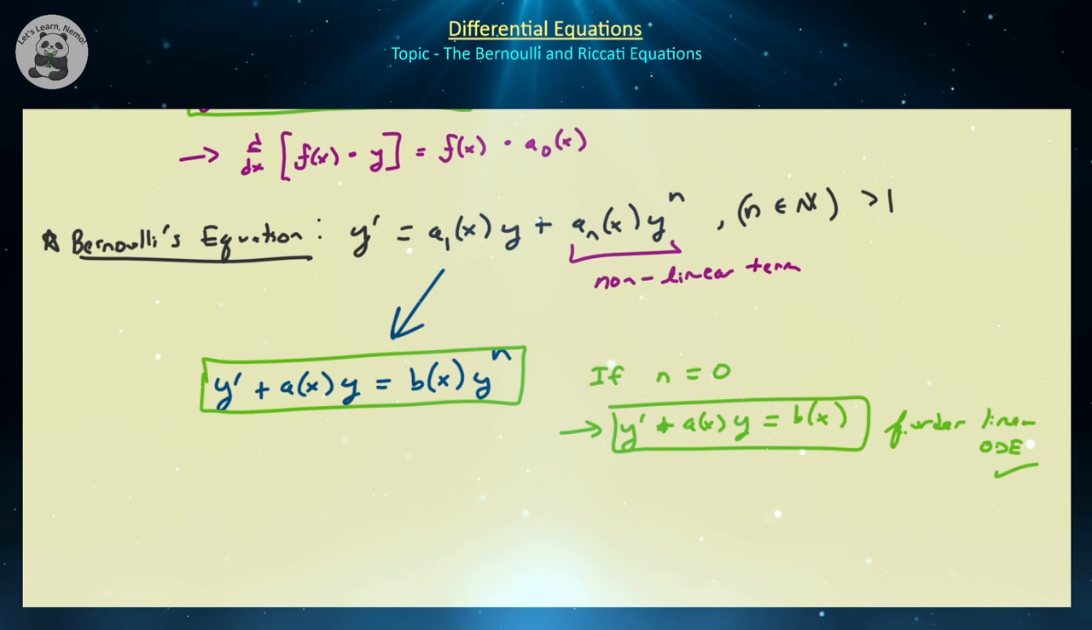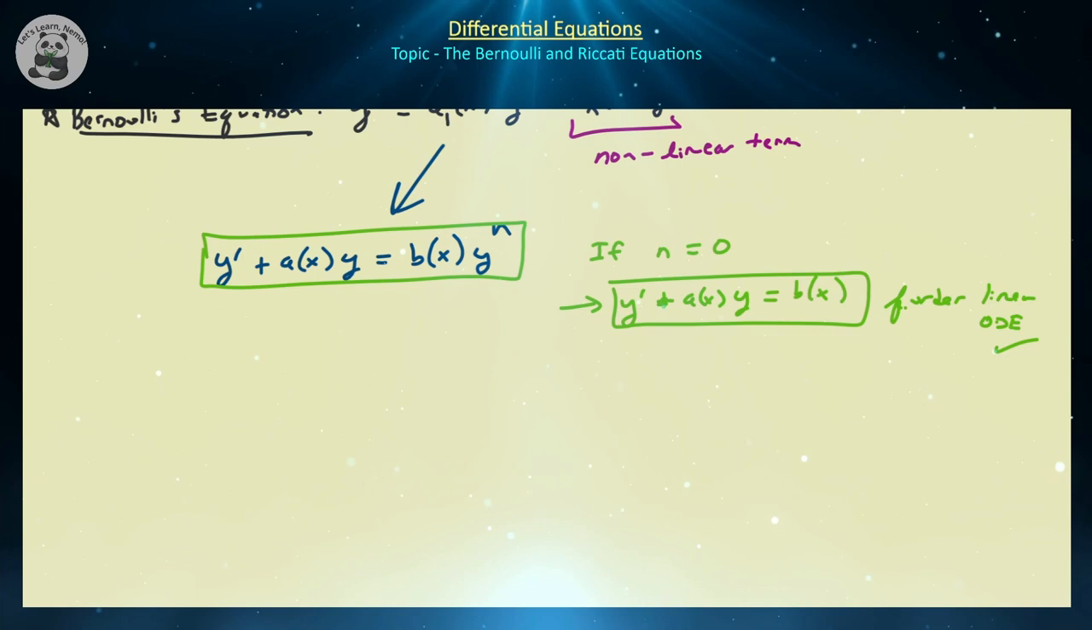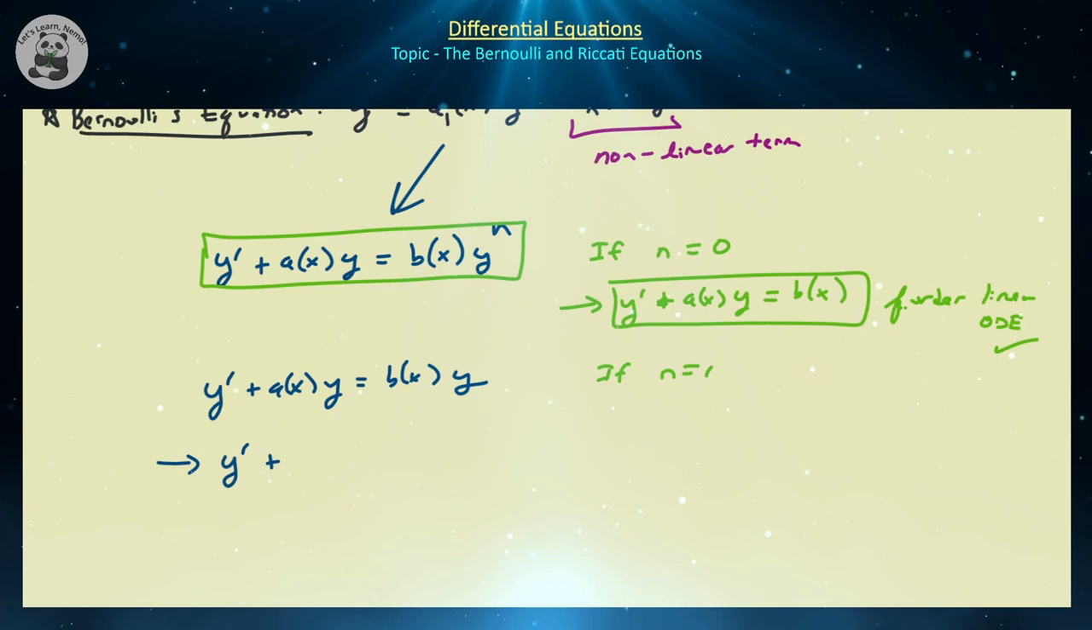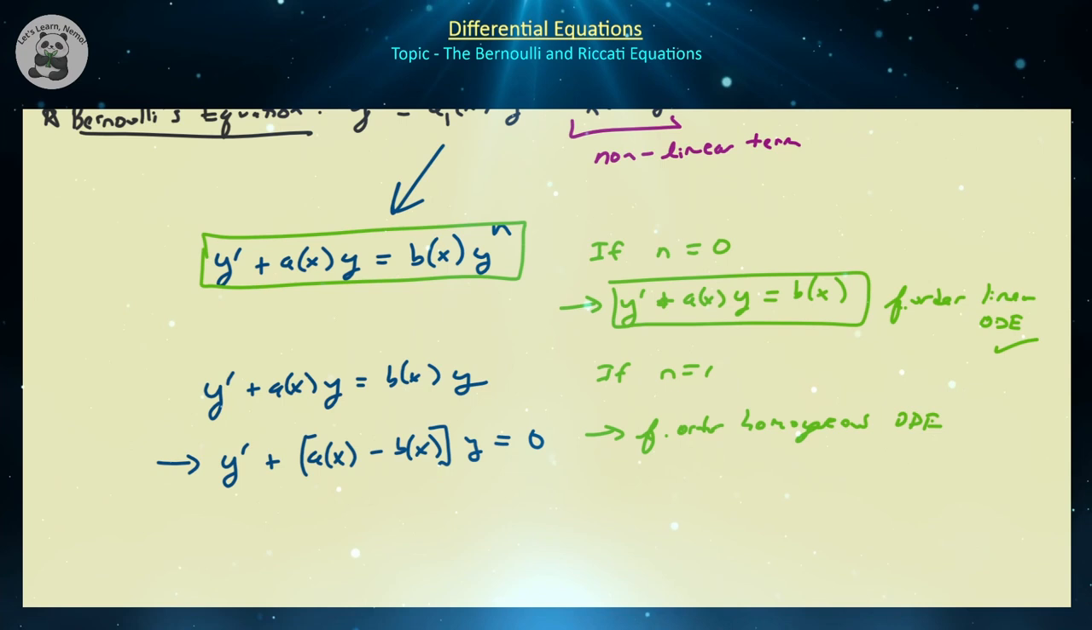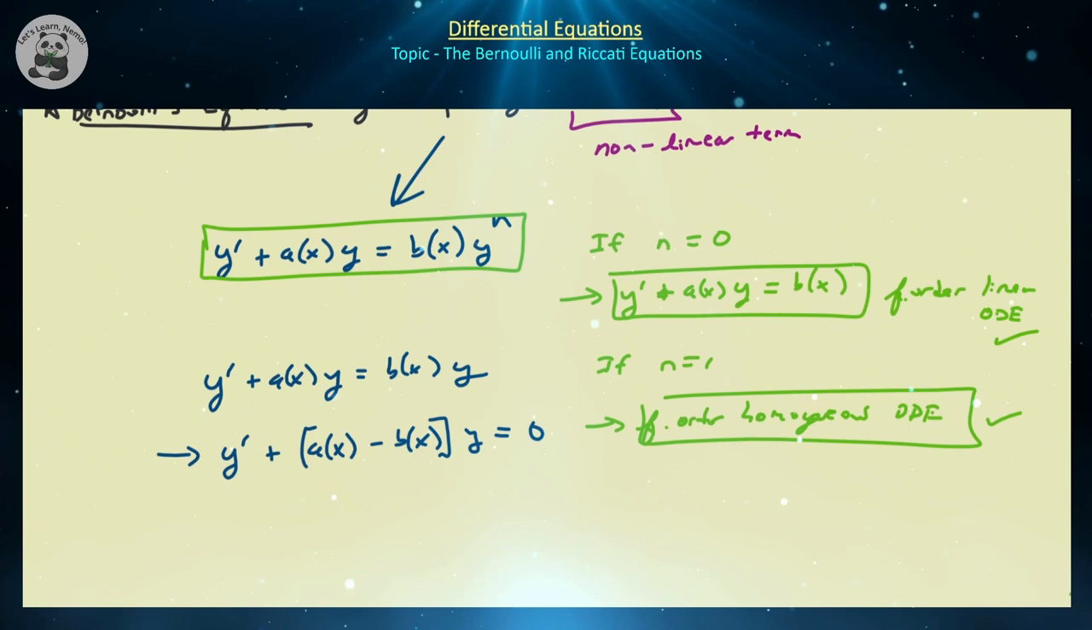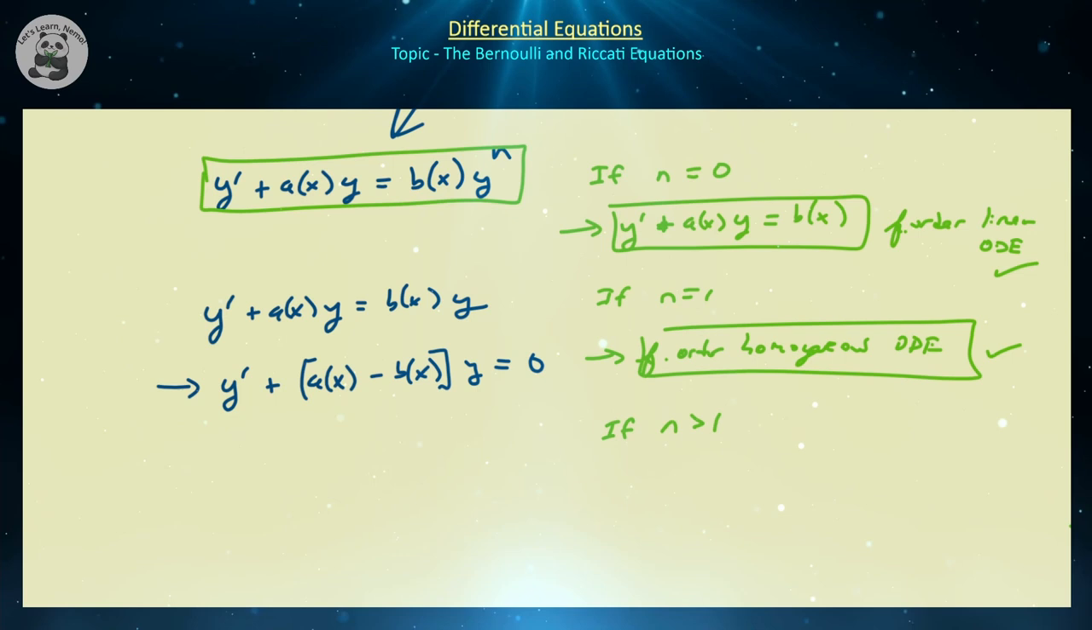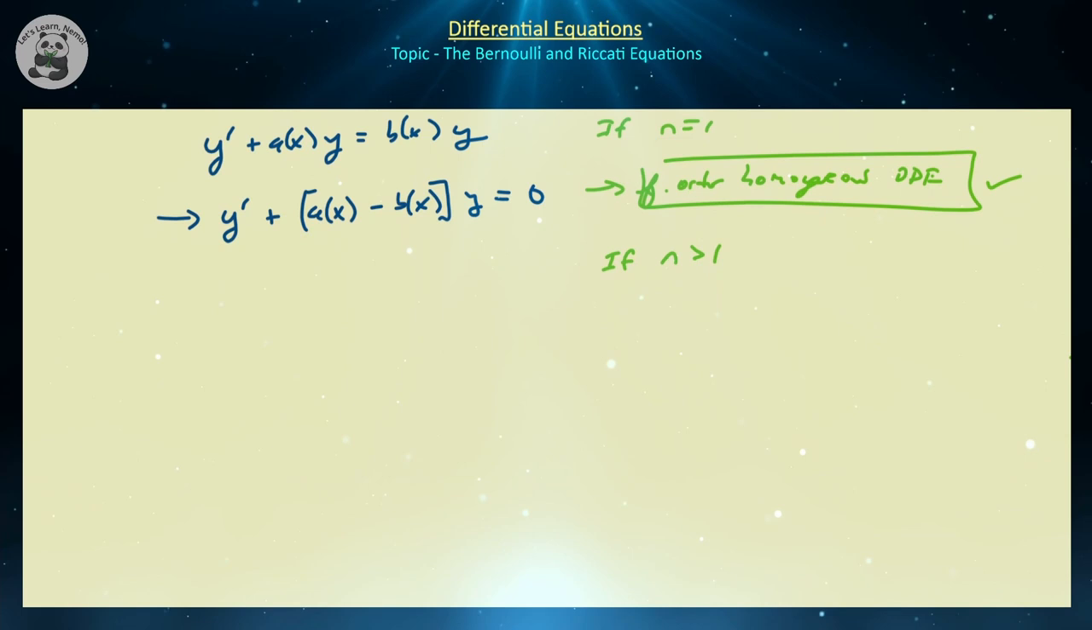And if n is equal to 1, then we can do something else. If n is equal to 1, then we have the equation y prime plus a(x) y is equal to b(x) y, which is the same thing as writing y prime plus a(x) minus b(x) times y is equal to 0, which is a first order homogeneous ordinary differential equation, which we definitely know how to solve because that's going to be a separable equation. So that's why we consider the case that n is bigger than 1, in particular a natural number. You can consider the case where n is not a natural number, and you'll get some interesting results there, but let's assume that n is a natural number here.